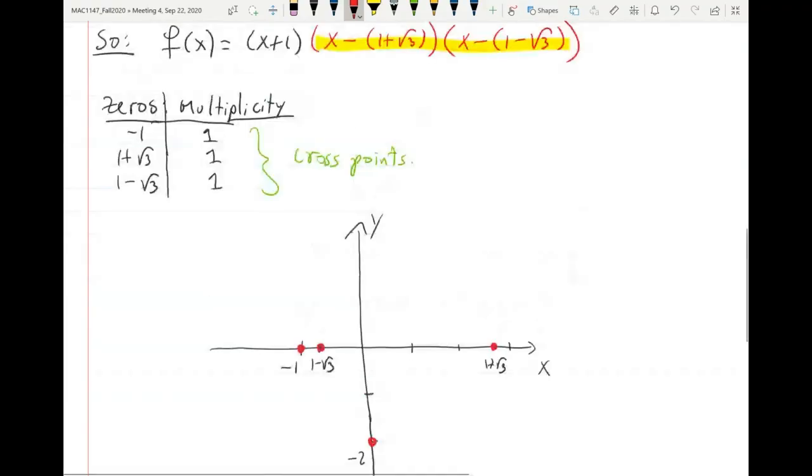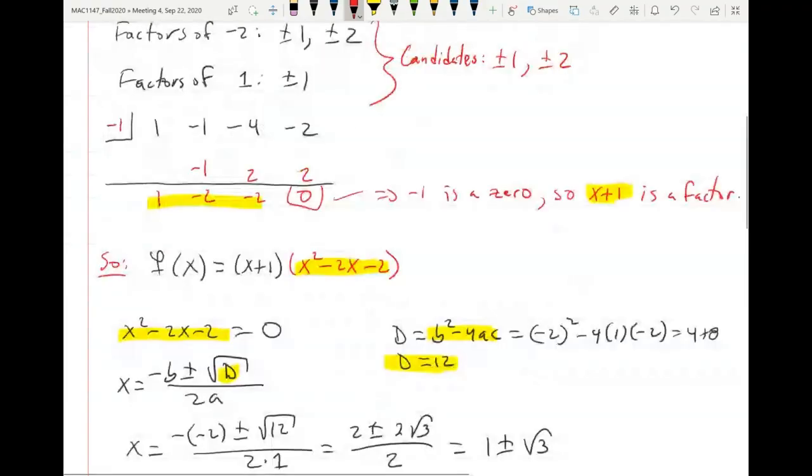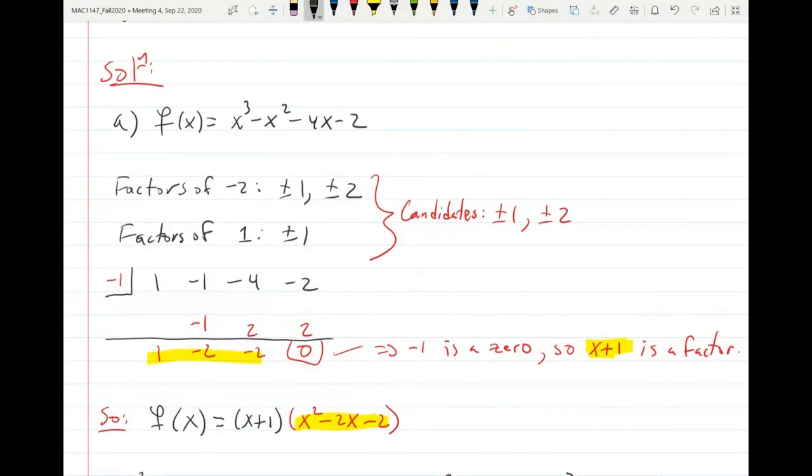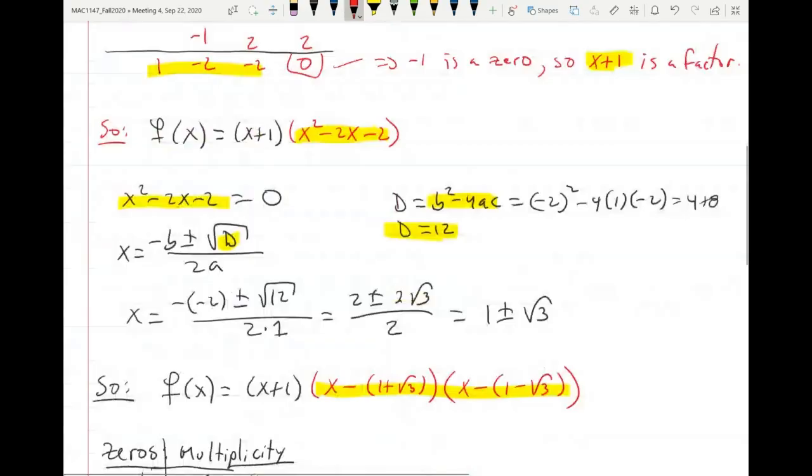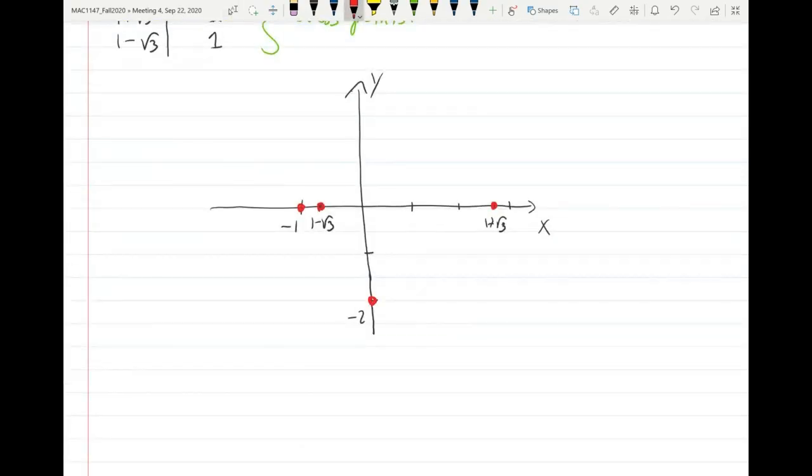Remember, what was the leading term of the polynomial? The leading term is x cubed. So in terms of the end behavior, it will look like x cubed. So this is how the end behavior looks. We begin in quadrant 3 and we finish in quadrant 1. All right, so we come from here. At some point we need to turn, we go through our y-intercept. At some point we need to turn, and then we go through 1 plus square root of 3.